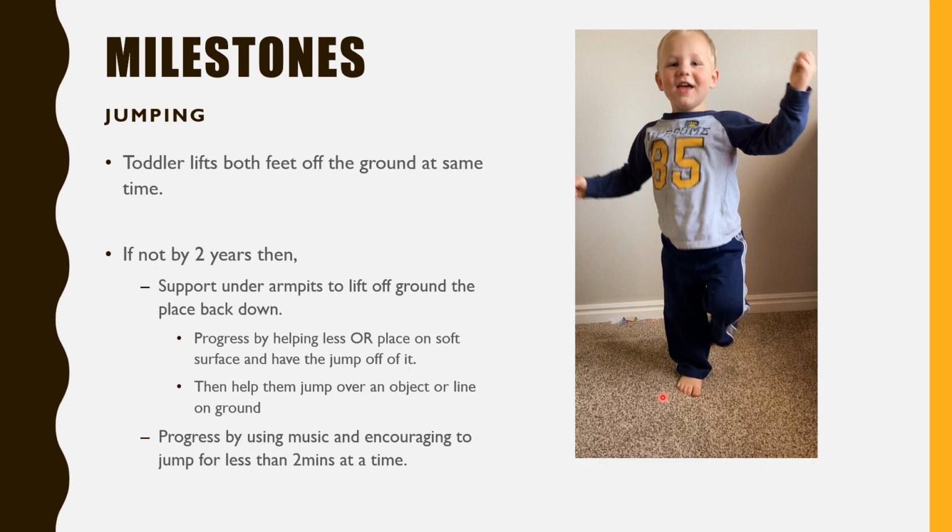You can also place an object on the floor and show them that you want to jump over. Now they won't quite get to that stage till a little bit later, but that helps to give them a visual of something to get over, to jump high enough to clear. And then eventually they'll be able to do that on their own. Something that also helps with toddlers at this age is music. Having music will get them engaged more so.